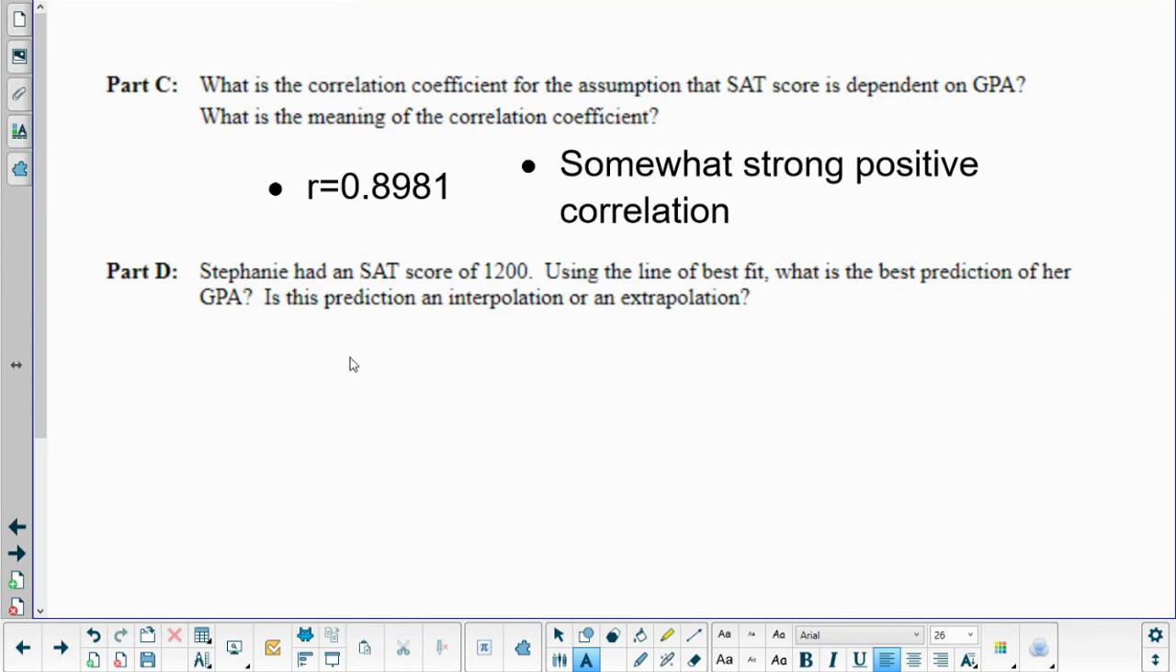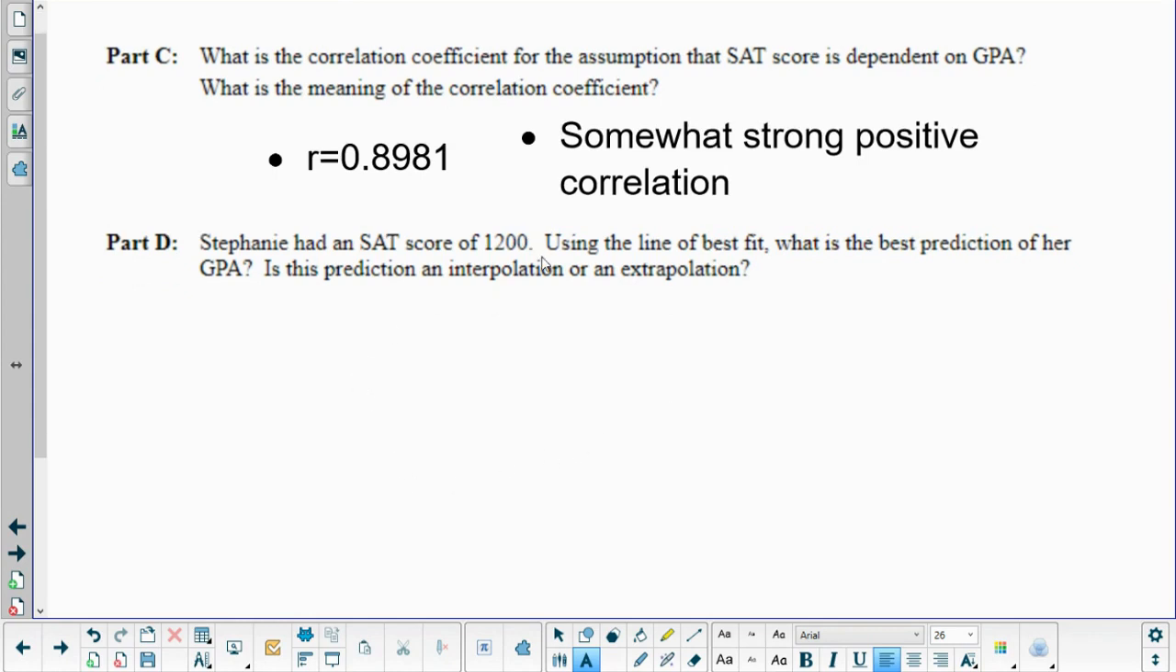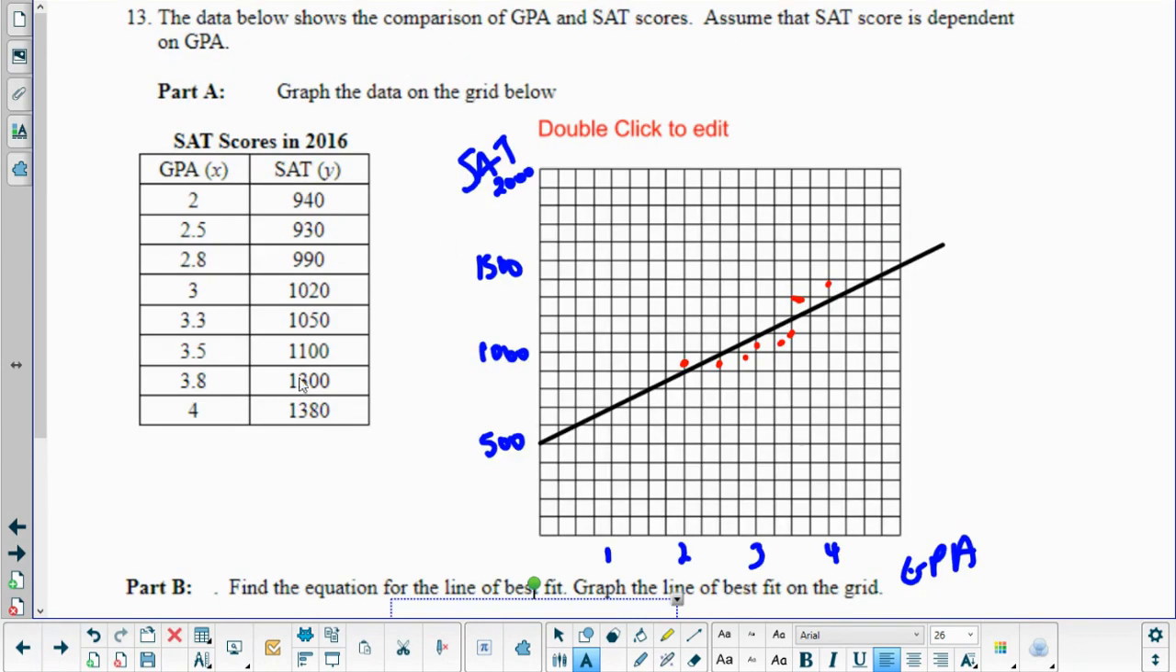And then this one says Stephanie has a SAT score of 1,200. Use the line of best fit to help make a prediction. So looking back at our information here, if her SAT score is our Y value, 1200 would be, if it was on this graph, here between 1100 and 1300. So this is an example of interpolation. It's inside our data. Extrapolation would be if it was outside. So they're asking us to interpolate this by figuring out what 1200 would be. Again, 1200 is our Y.